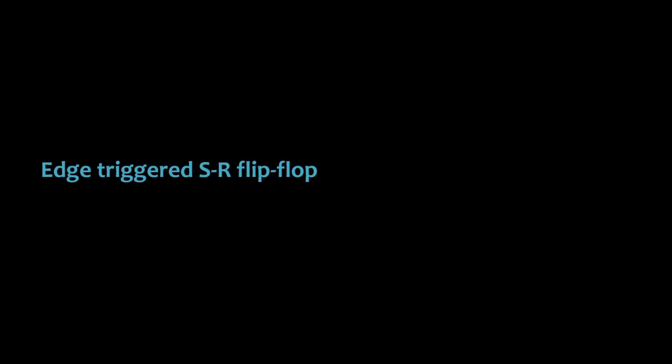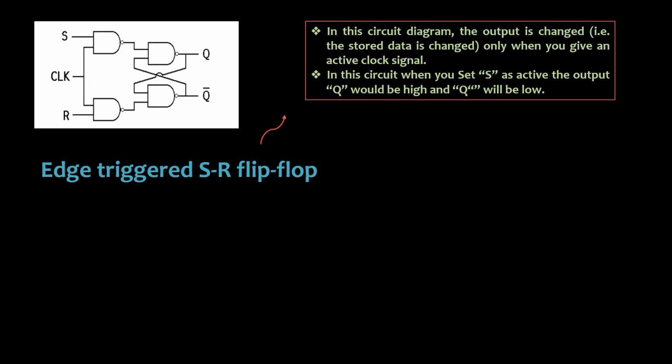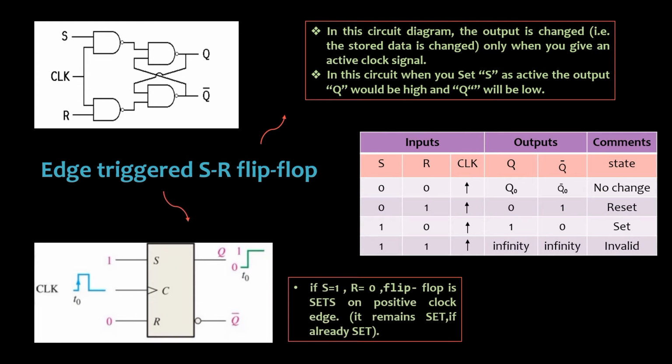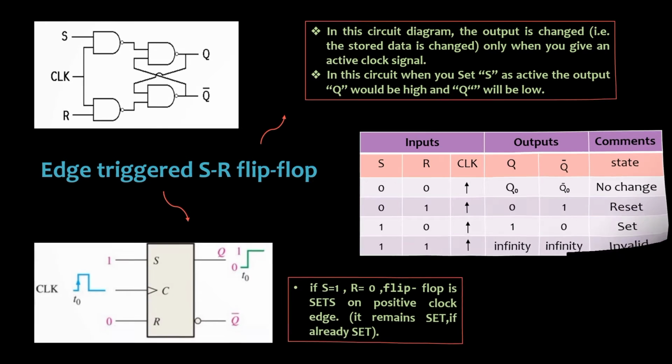Firstly, we have edge-triggered SR flip-flop. In this circuit diagram, the output is changed, which is the stored data is changed, only when you give an active clock signal. In this circuit, when you set S as active, the output Q would be high and Q naught will be low. Based on the truth table, if S equals 1, R equals 0, flip-flop is set on positive clock edge. It remains set if already set.